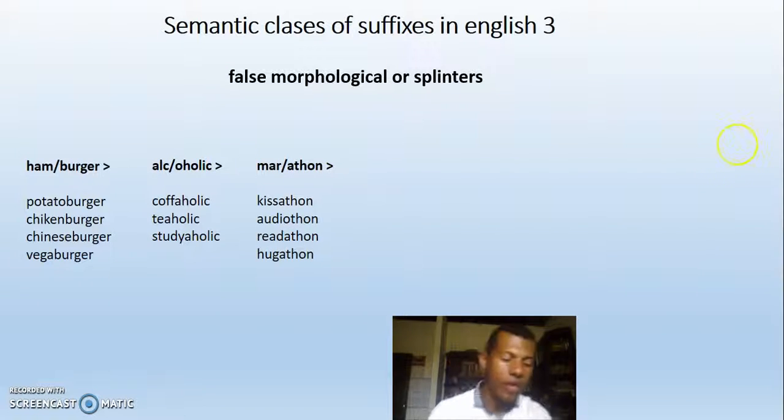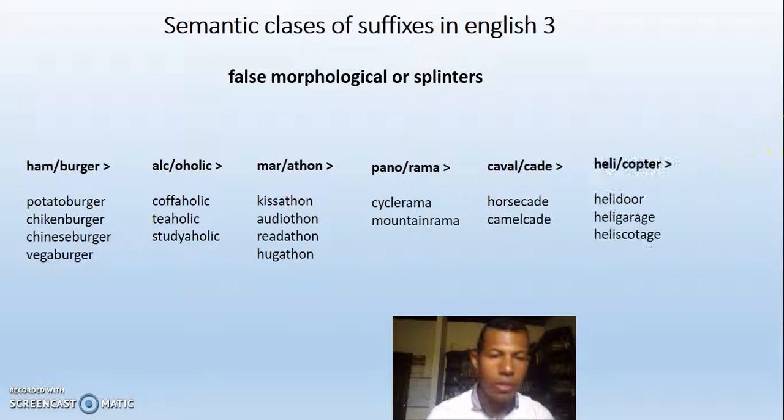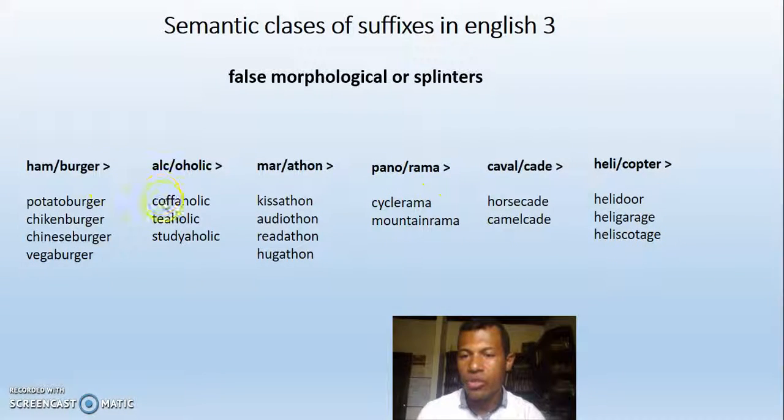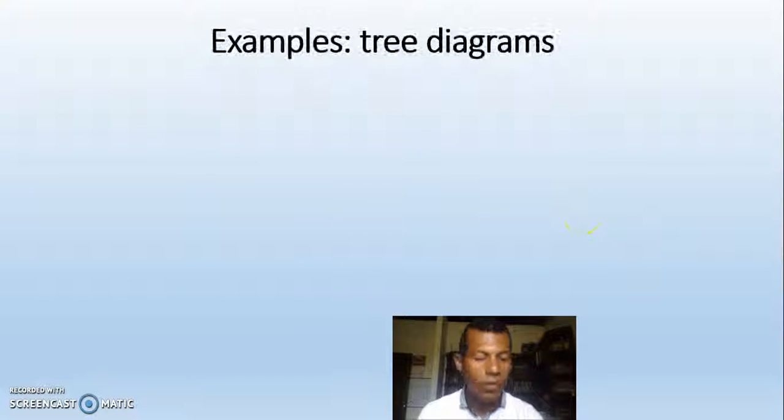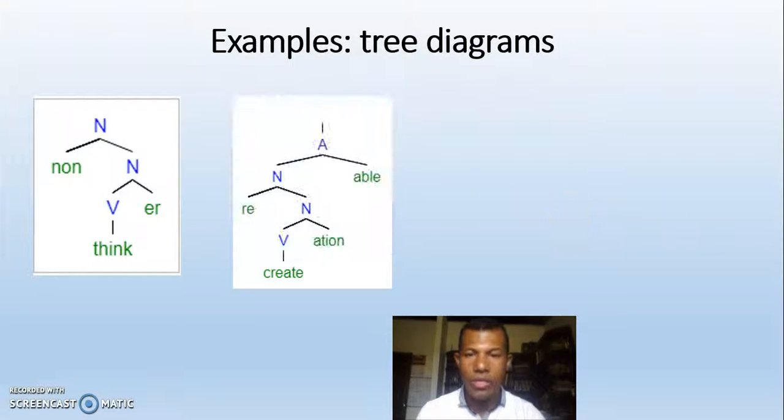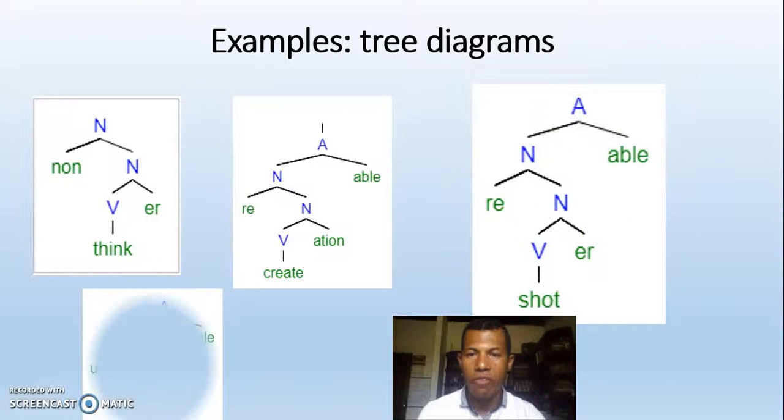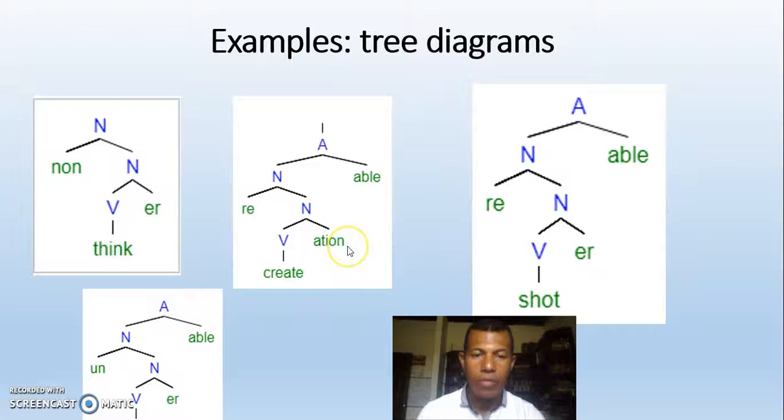These are better known as false morphological or splinters. They make us confused, but they are not suffixes at all, so we must be aware of how they behave, so as not to make any mistakes in our writing or speaking production. Finally, I created these examples of three diagrams. The reading we must make of them is from bottom up, not from up to down. The opposite.